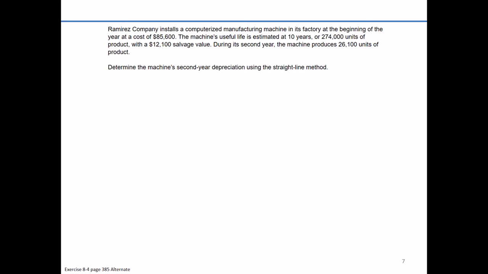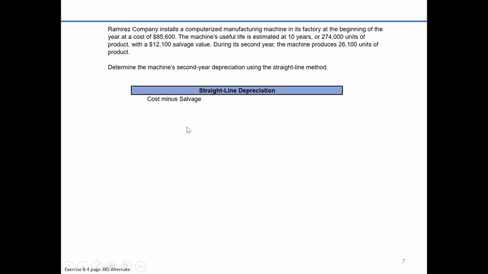Recall from the chapter, depreciation is just a way of allocating the cost of plant assets among the periods that it benefits. It's just a way of trying to match that expense of using that item against the revenues that it helps earn. Straight line is one of the more common methods used. So let's start to look through the calculation for straight line.